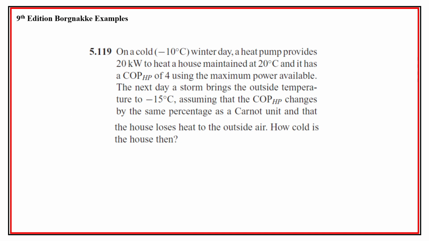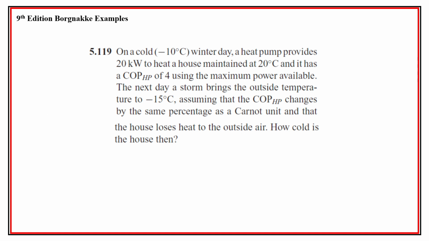So it can't use any more power, that's it. The next day, a storm brings the outside temperature to negative 15 degrees Celsius. Assuming that the coefficient of performance changes by the same percentage as a Carnot unit would, and that the house loses heat to the outside air, how cold is the house then?